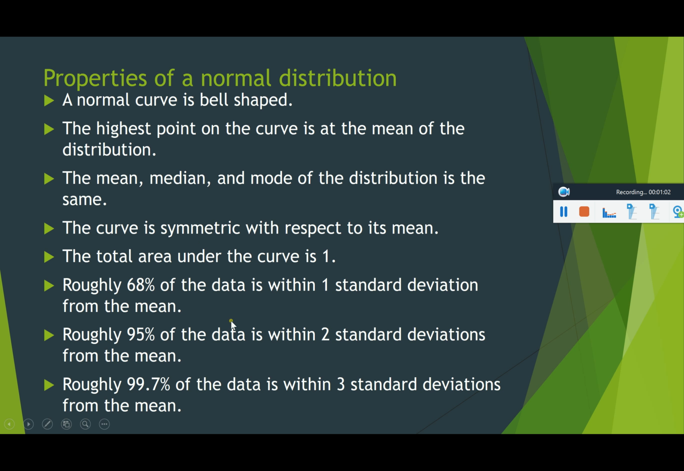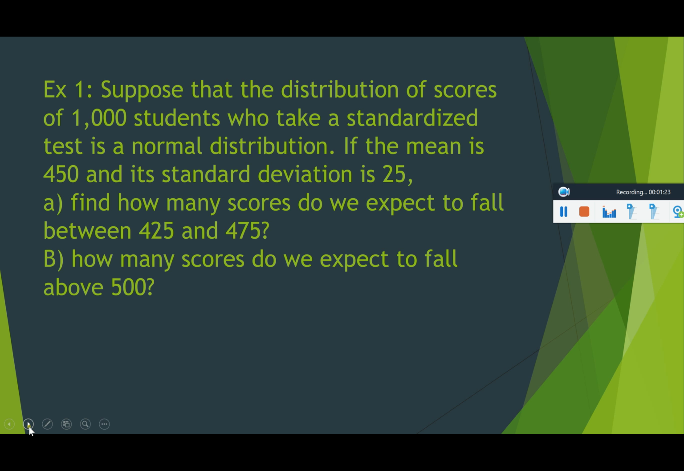These are the properties of a normal distribution. It's bell shaped. The highest point is your mean. Your mean, median, and mode are all the same. The curve is symmetric. The total area of the curve is 1, which also means 100%. Roughly 68% is within 1 standard deviation, 95% is within 2, and 99.7% is within 3.